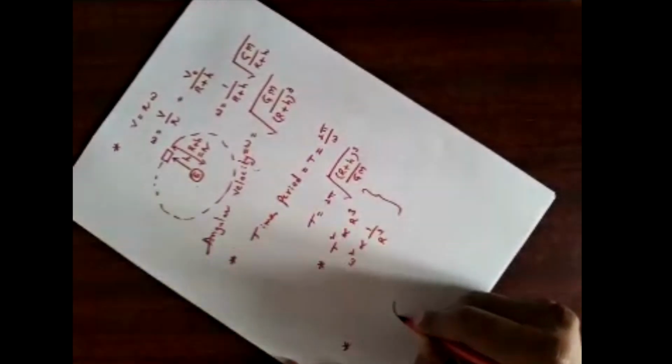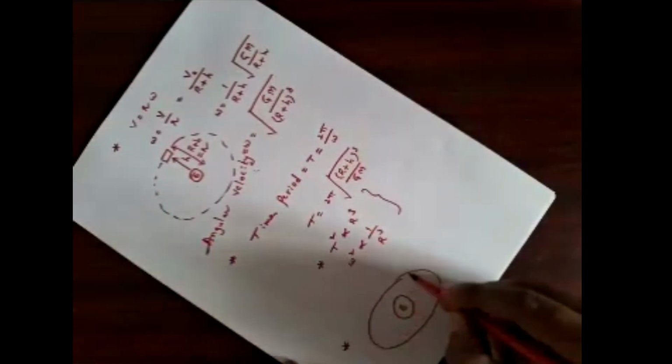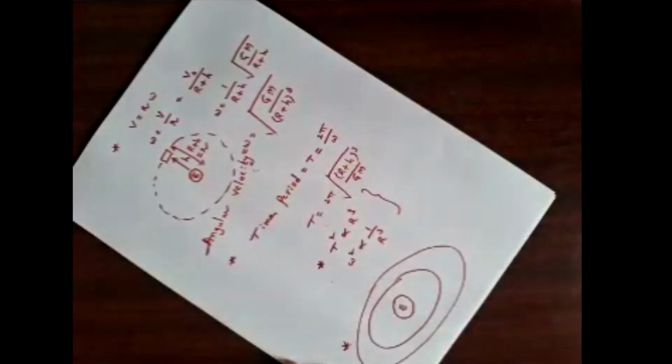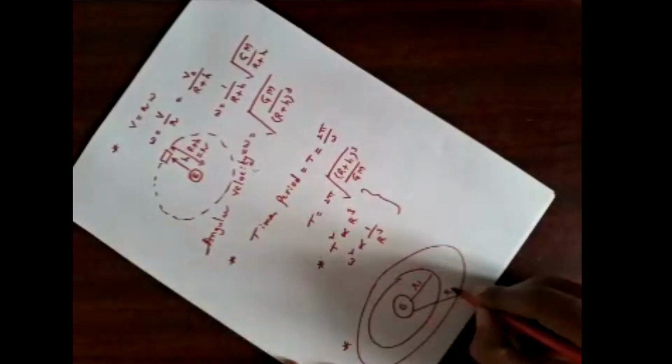Listen. Here we are taking the concept of two satellites revolving around the Earth, or simply around a planet, in different orbits. For example, this is the Earth. One satellite is revolving like this, another is revolving like this. Now this is R1, and the other one has radius R2.